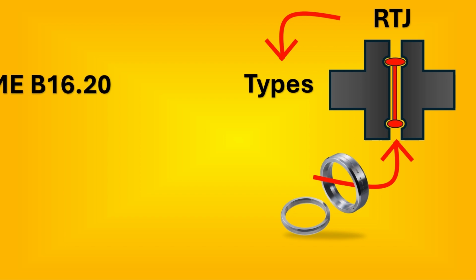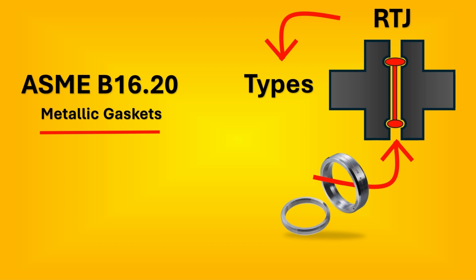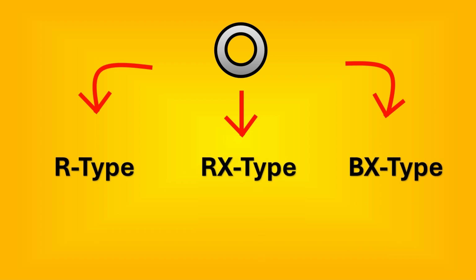And the standard that is used for this metallic gasket is ASME 16.20, which is a standard which is also used for the manufacturing of RTJ gaskets. Now getting to the types, the types can be divided into three important things of an RTJ gasket. The first one is R type, the second is RX type, and the third one is the BX type. So first let us look into the R type.